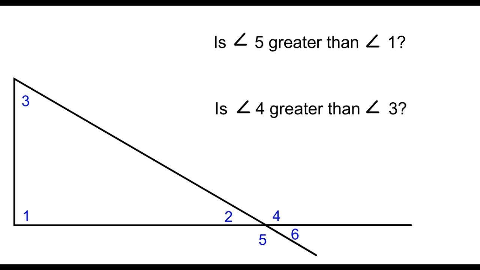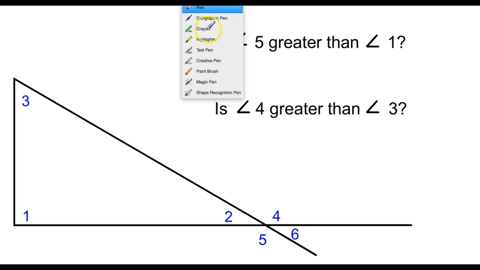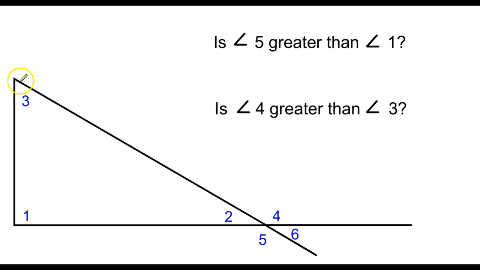So now we can start using that. I want you to compare a few things here. Is angle 5 greater than angle 1? And is angle 4 greater than angle 3? So think about that for a moment. I'm going to grab the highlighter here. I want you to note something. If I take this triangle, that's a bad highlight job there. Let's see.